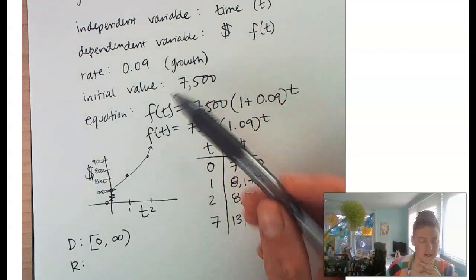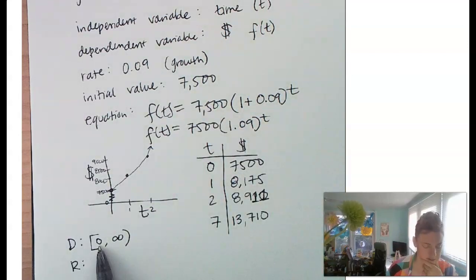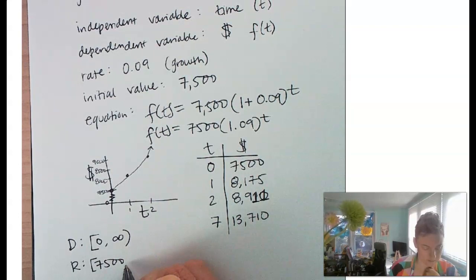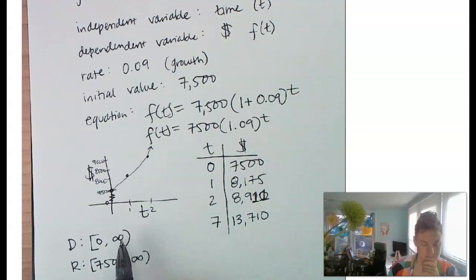Actually, I think I was going a little crazy here, right? Our domain is talking about our time, so infinite time. We go from time zero to infinite time. Our range is starting at 7,500 going up to infinity. So there's our infinity monies, and there's our infinite time.